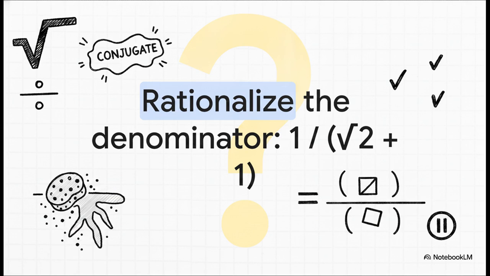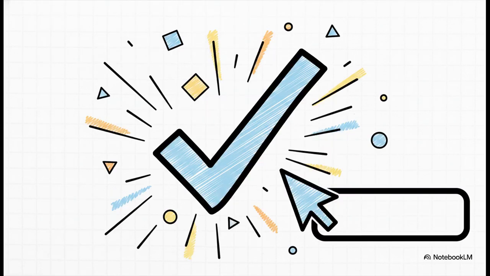I want you to literally pause this explainer right now. Recall our mnemonic, conjugate cleans the root from the denominator. Find your conjugate, multiply top and bottom, and solve it on your own. Go on, test yourself. So how did you do? If you found your conjugate to be root 2 minus 1 and your final answer was root 2 minus 1, you absolutely nailed it.